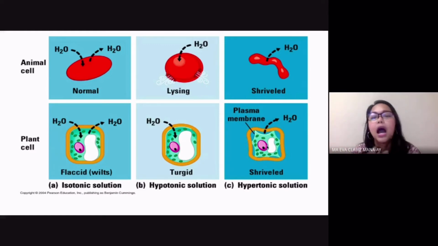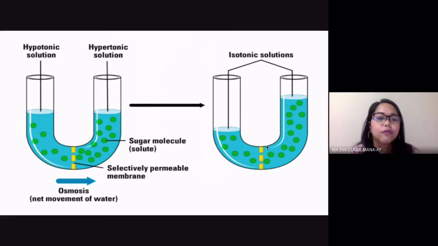Now, if you have this as your U-tube, or U-shaped flask, and you have two types of solution here, your hypotonic solution and hypertonic solution. In terms of solutes, your hypertonic solution is going to have lots of solutes in it. This one has lots of solutes. This one, your hypotonic solution, has fewer solutes, which means that it has more water. And so the direction of osmosis will be from this area, since it has more water, to this side that you have here. So eventually, they are going to have the same amount of solutes.